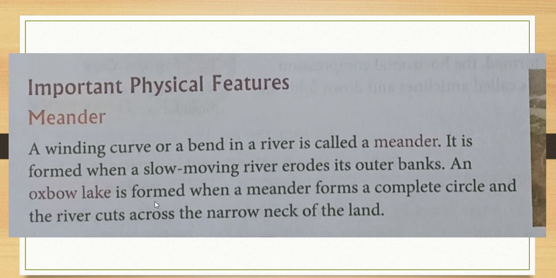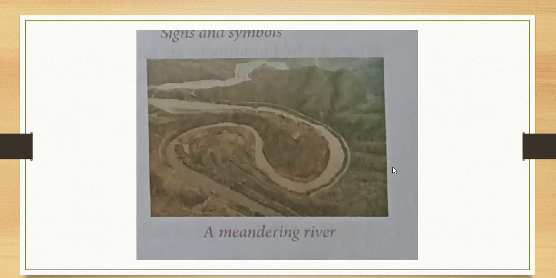An oxbow lake is formed when a meander forms a complete circle and the river cuts across the narrow neck of the land. As you can see in the picture, it's a beautiful example of a meandering river.